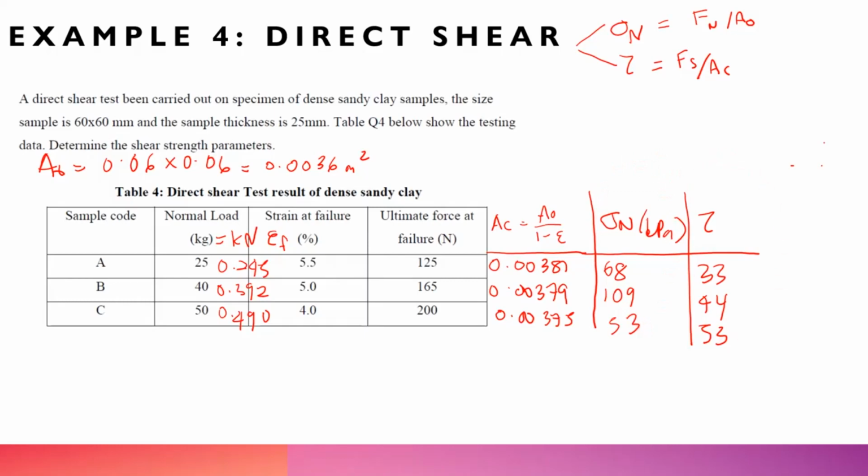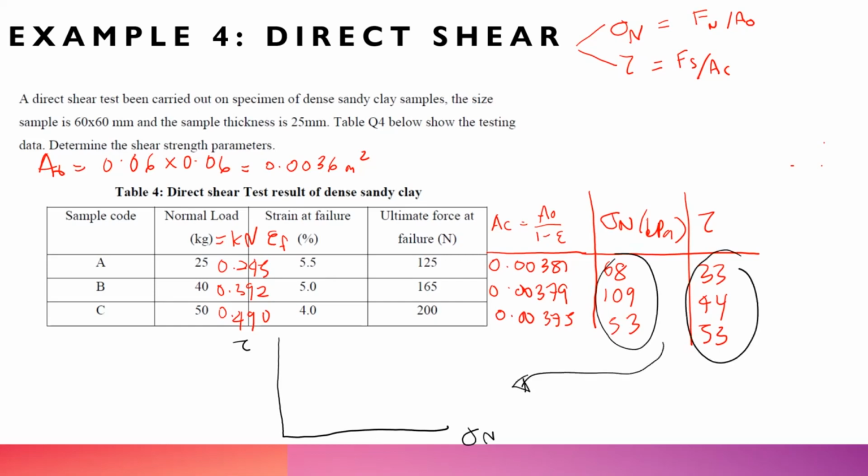The next step is just plotting the information in a graph. For example, like this is your graph. This is your shear stress and this is your normal stress. Whatever information here and here, just translate to this graph. Let's say the first point is here, the second point is here, the third point is here. So you have 3 points, and you need to get the best fit line.